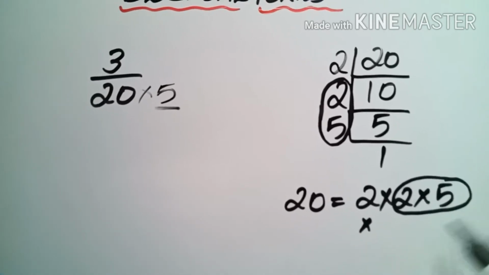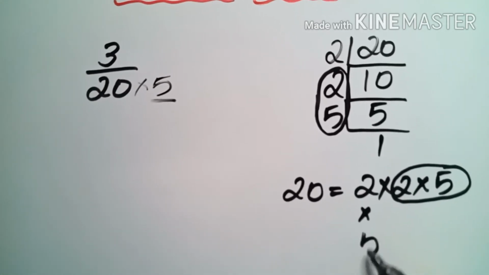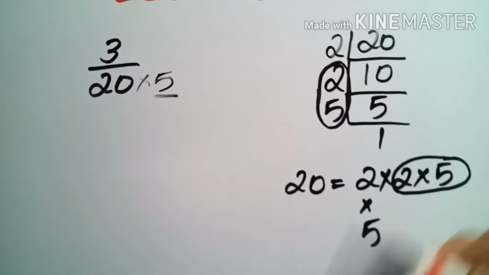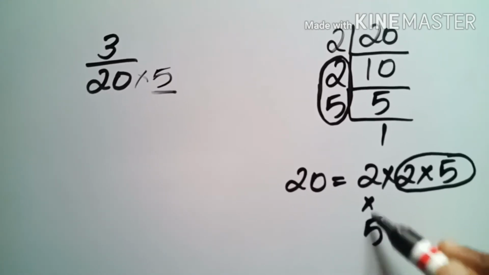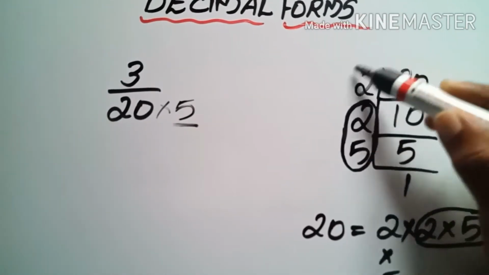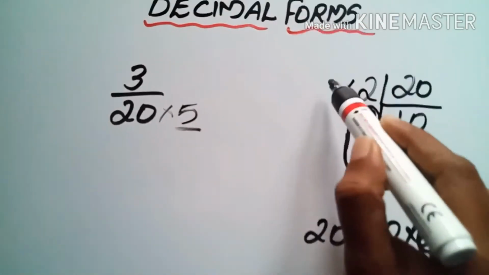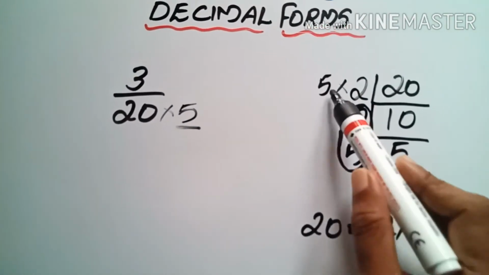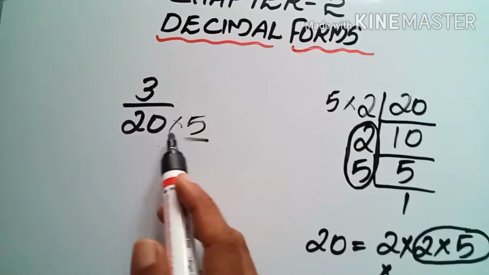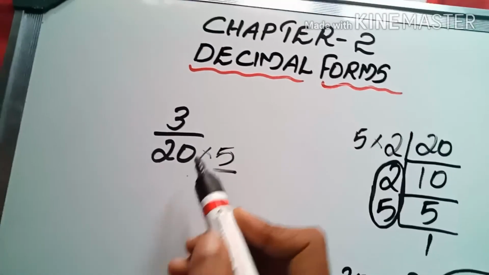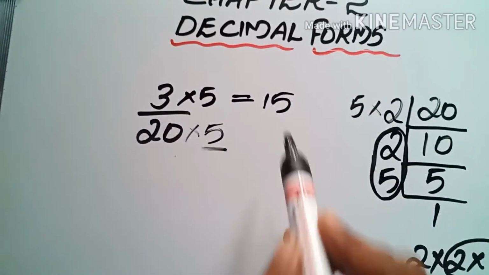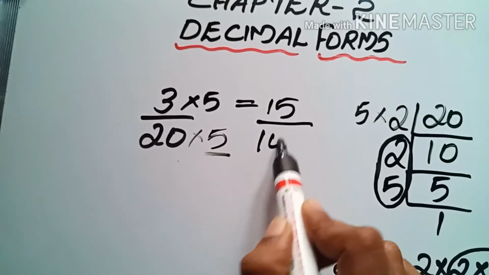So 2 into 5 is what? 10. So into 5. This into 5 is the number we are adding here. Okay, 2 into 5. So that into 5 will be here. Okay, 2 is the number alone. So 2 into 5 is what? 10. So that into 5 is what we are multiplying with 20. So 20 into 5, and here also into 5. So 5 3's are 15 divided by 20 into 5, that is 100.